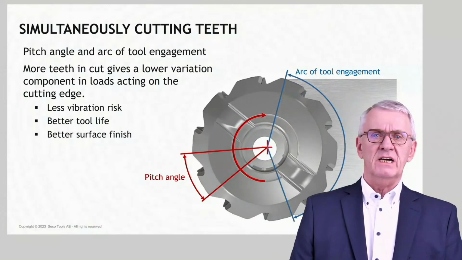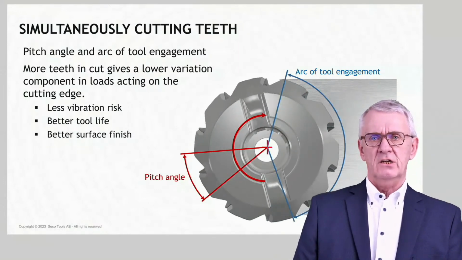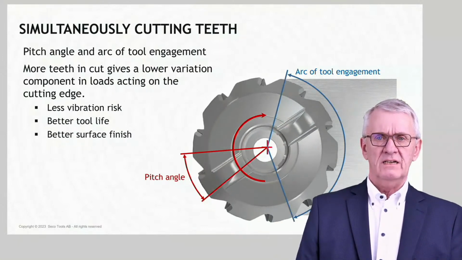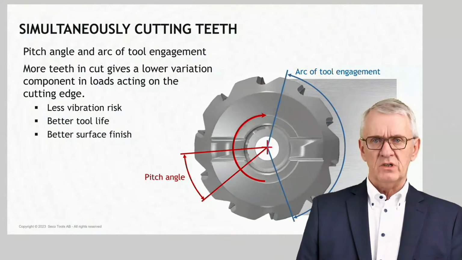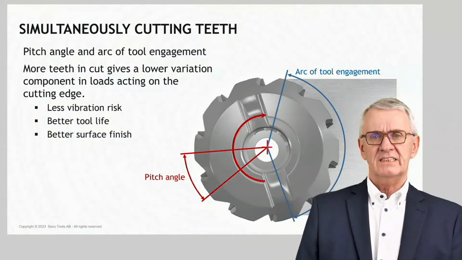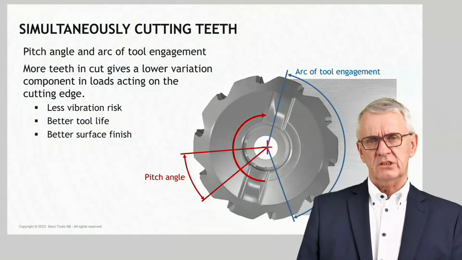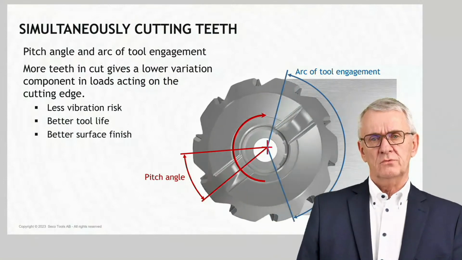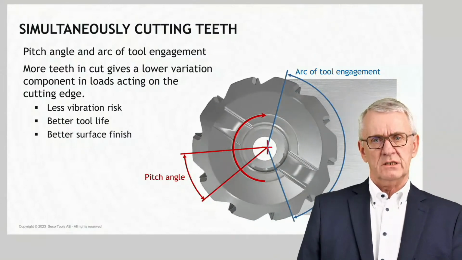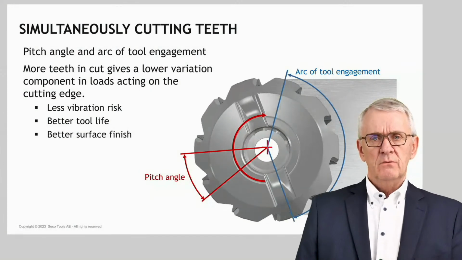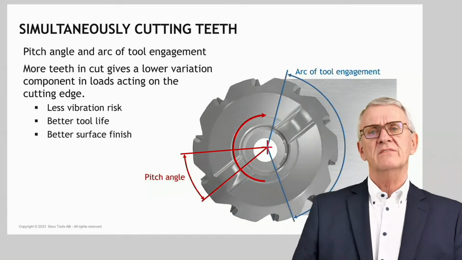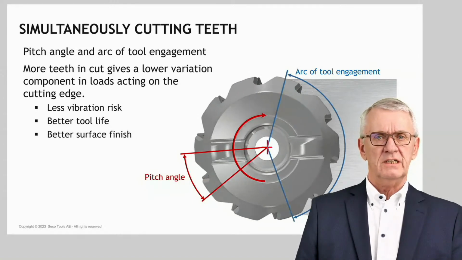So you have the pitch angle and you have the arc of tool engagement. The arc of tool engagement is the angle over which a milling cutter is in contact with workpiece material. Now, why do I want to have a lot of teeth cutting at the same time? That is to make variation in cutting forces lesser. If you have more teeth cutting at the same time, the total force will be higher, but the variation, because cutting forces in milling never have a constant value, they go up and down, that variation between minimum and maximum gets smaller and smaller when you have more and more teeth cutting at the same time.